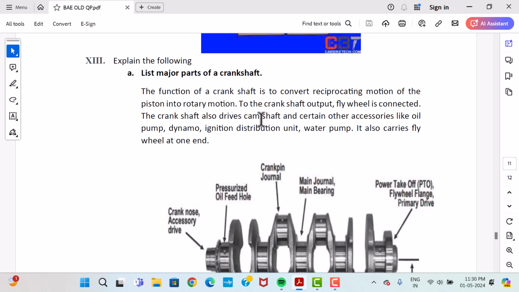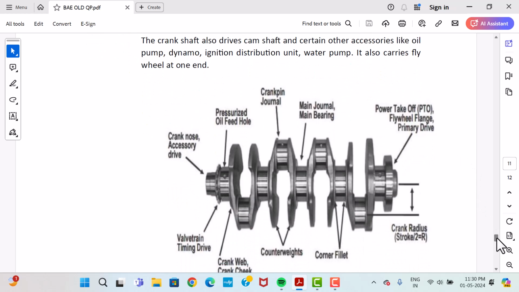The crankshaft also drives the camshaft and certain other accessories like the oil pump, dynamo, ignition distribution units, and water pump. It also carries the flywheel at one end. In connection with this, you can explain some other things also. These are the main parts, which we already explained in the 3-mark question.